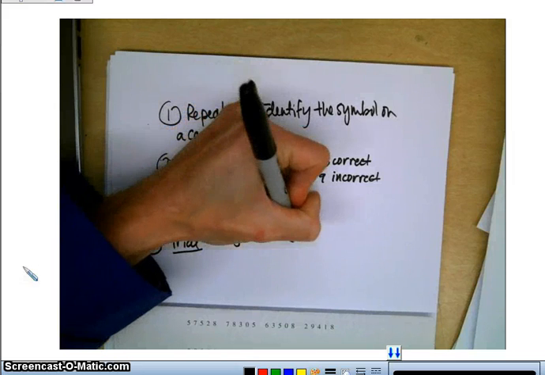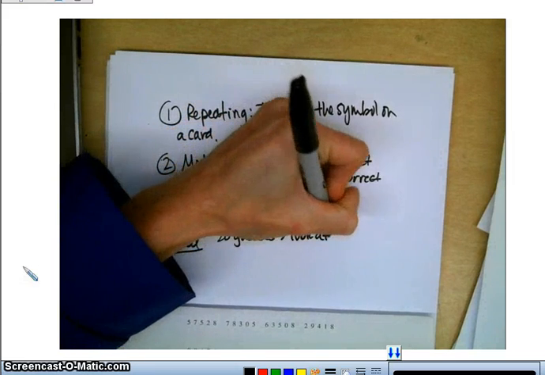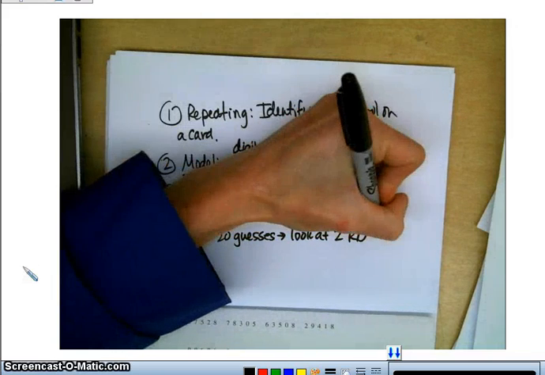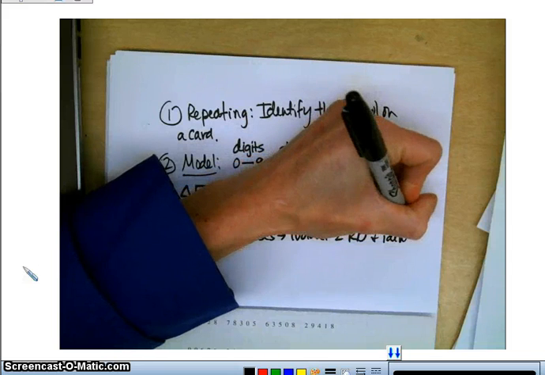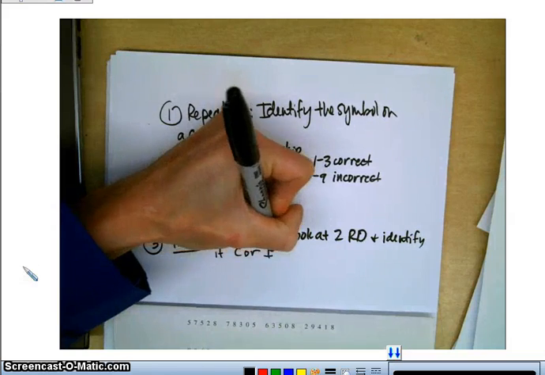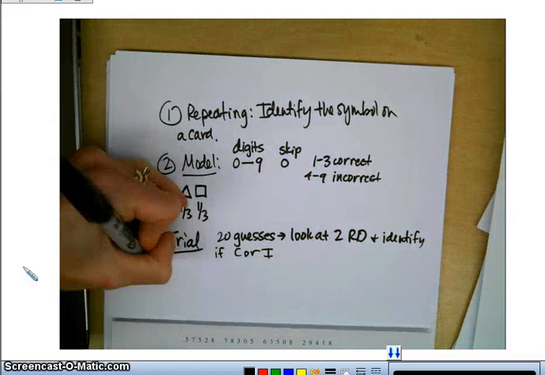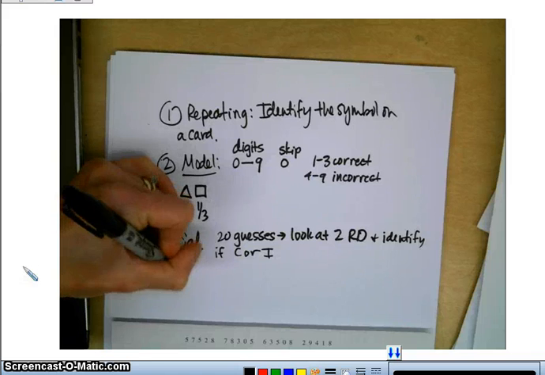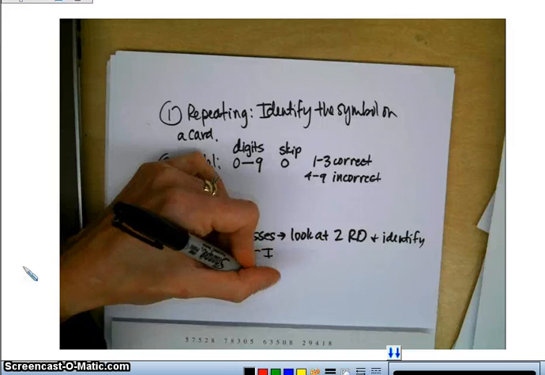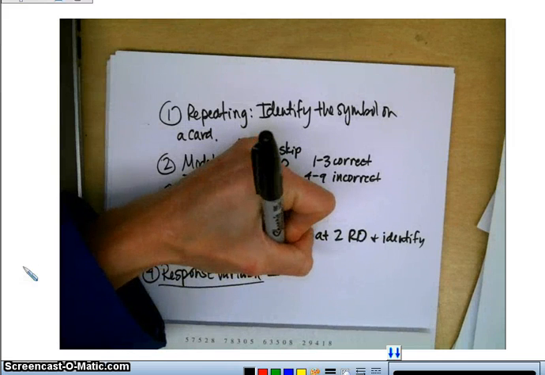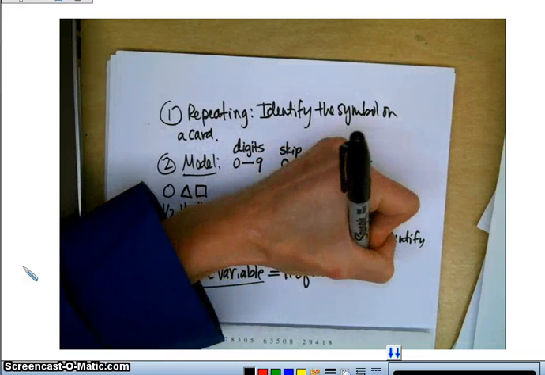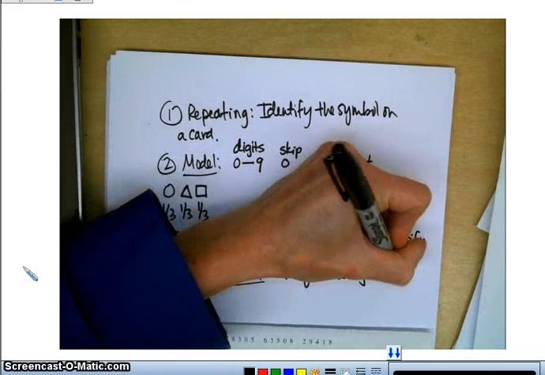So we need to look at 20 random numbers, random digits, and identify if correct or incorrect. For the response variable, okay, the response variable is the number of correct guesses. Number of correct guesses out of 20.